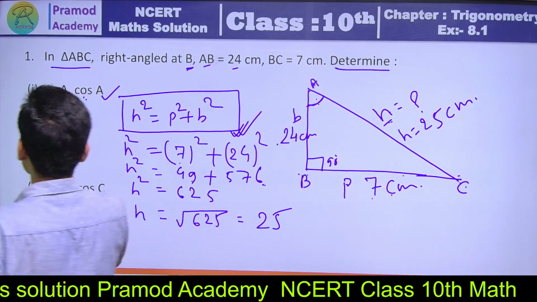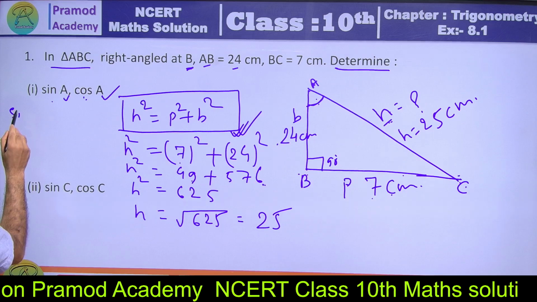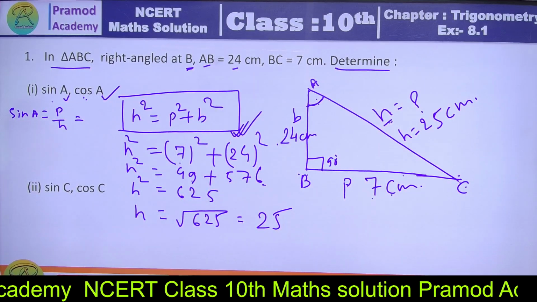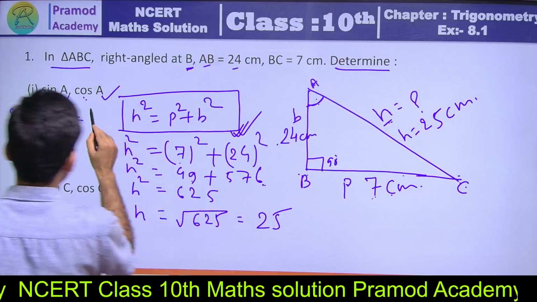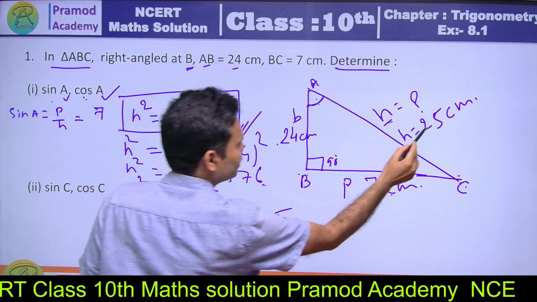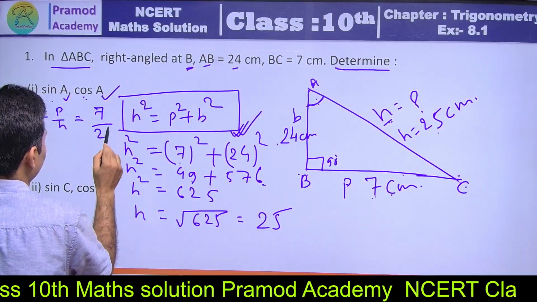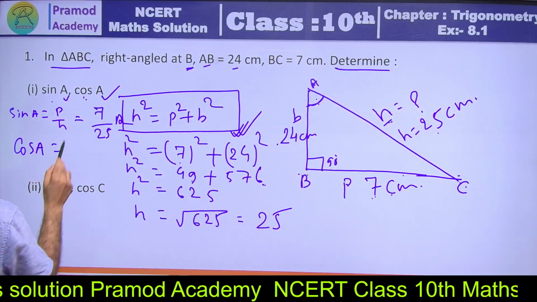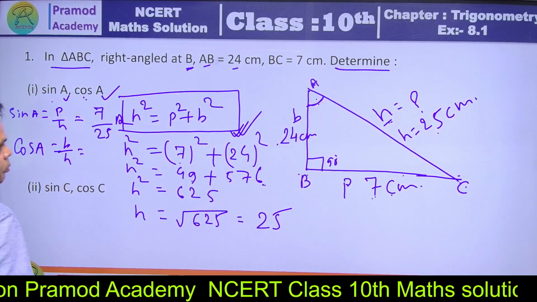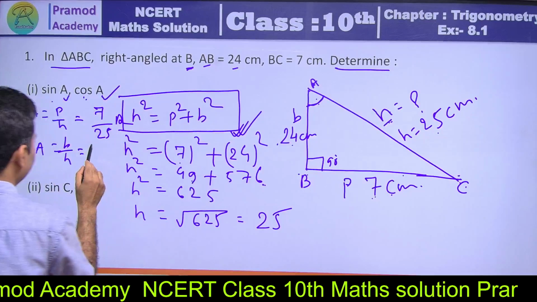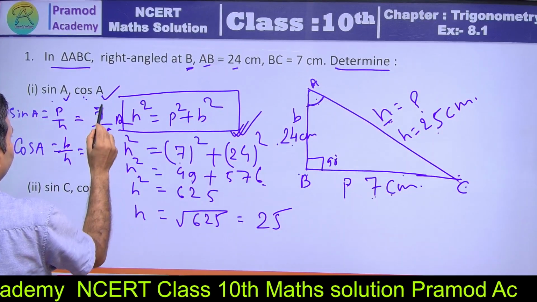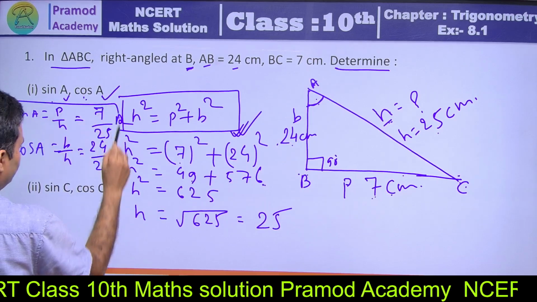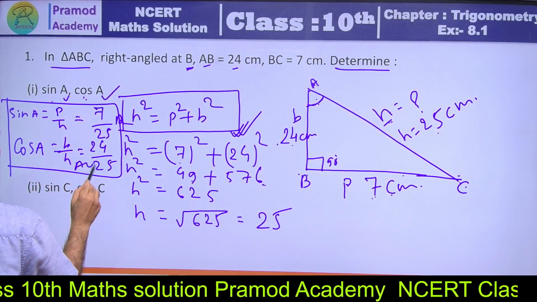Now I have to find the value of sin A and cos A. Sin A equals P by H. What is the value of P? P is 7. What is the value of H? 25. So sin A is 7 by 25, this is the answer. Now the value of cos A. Cos A equals B by H, which is 24 by 25. B is 24 centimeter and the value of H is 25 centimeter. So these two are the answers of this question, first part A.